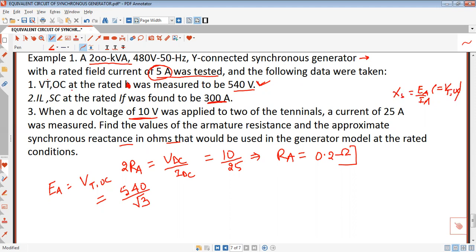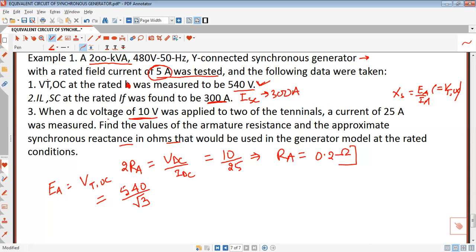VT, the terminal voltage in the open circuit test, was measured to be 540 volt, and the line current at the short circuit terminal at rated field current was found to be 300. Means when 5 ampere of the field current is given, the short circuit current at the armature terminal is found to be 300 ampere. Means ISC is 300 ampere.